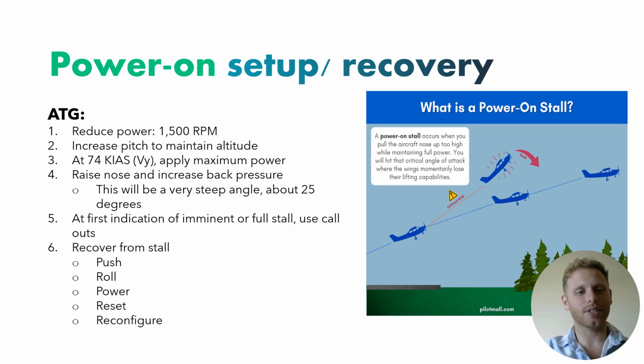At the first indication of an imminent or full stall, use your callouts. The callouts are just to maintain situational awareness within the cockpit so that everyone knows what's going on. Then you want to recover from the stall. On the power on stall, you're actually going to want to push forward. Roll your wings level, make sure that they're level, and you get all that good efficient airflow coming over. And then you put the power to full.